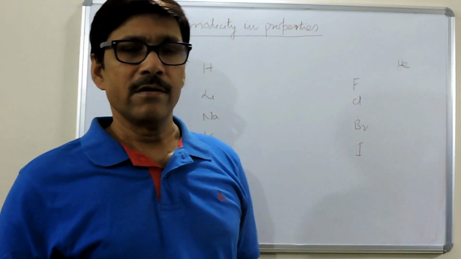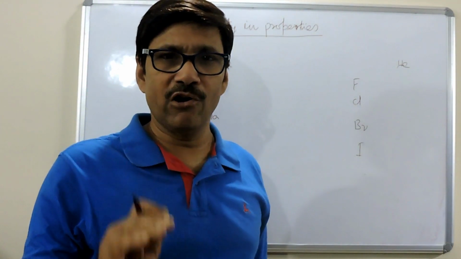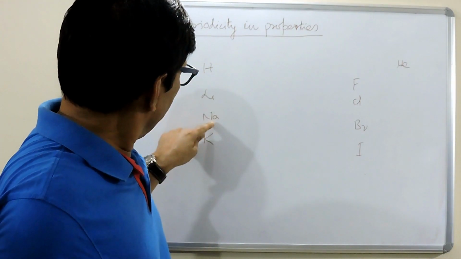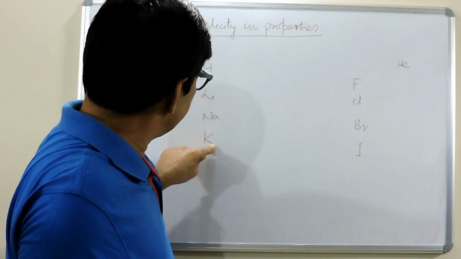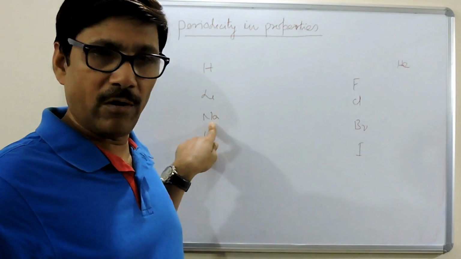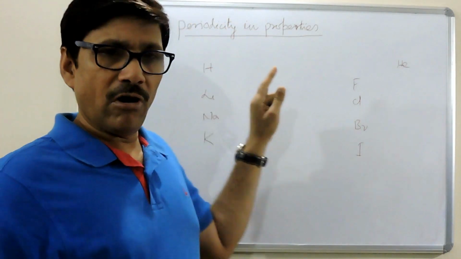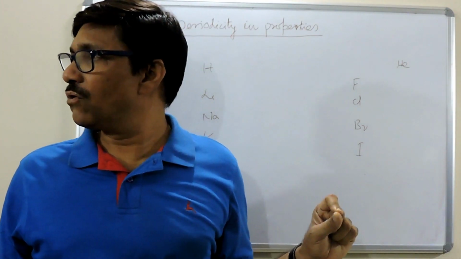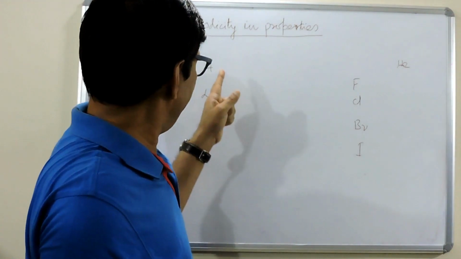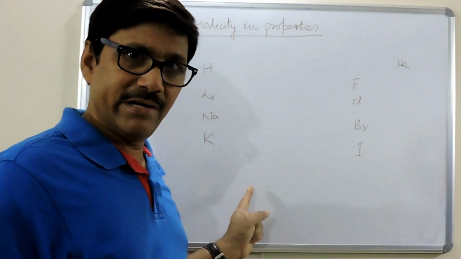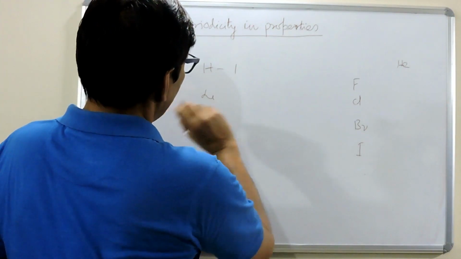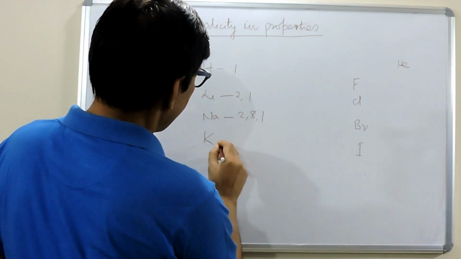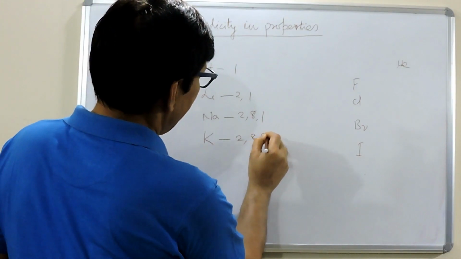Now the question is, what is the reason for the periodicity in properties? I mean, why will sodium repeat the property of lithium and potassium repeat the property of sodium, and so on? The reason for repetition in properties is electronic configuration. If we write the electronic configuration of all these elements, it is 1, 2, 1, it is 2, 8, 1, it is 2, 8, 8, 1.